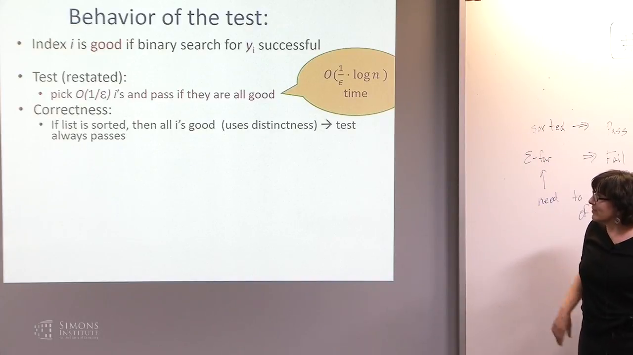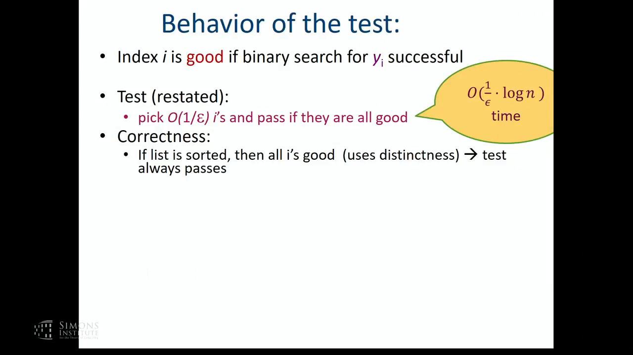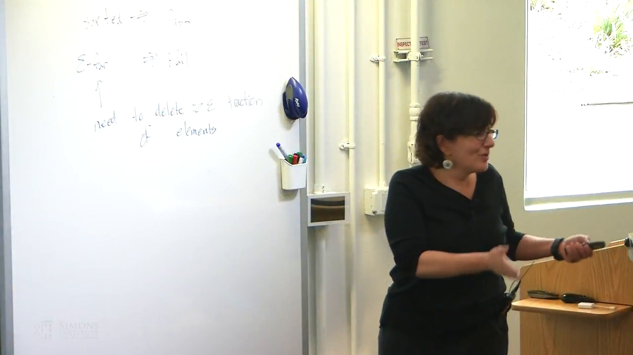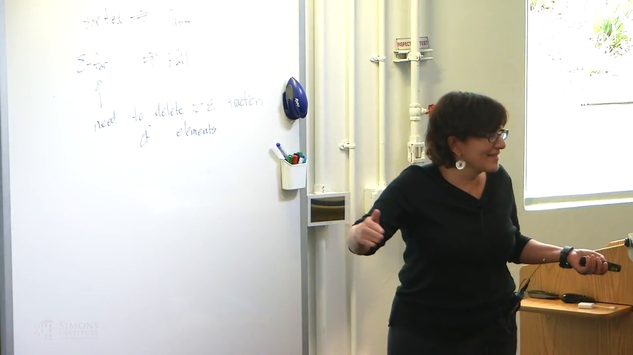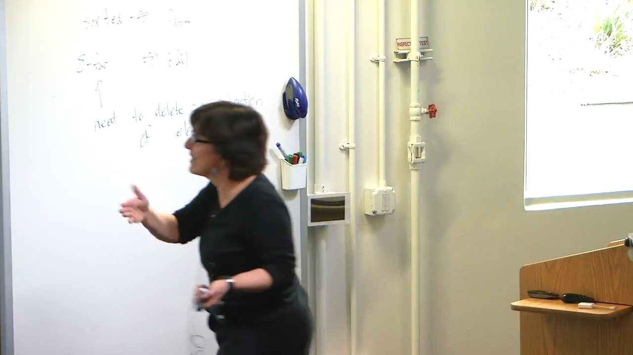Now what's the correctness? If the list is sorted, then all the i's are good. For this part, that's where we use the distinctness. If the items weren't distinct, then you might not actually end up at your location. You might end up at some other location, like the one right before you, or if there was a run of 10 things with the same value, you might have ended up at any one of them.